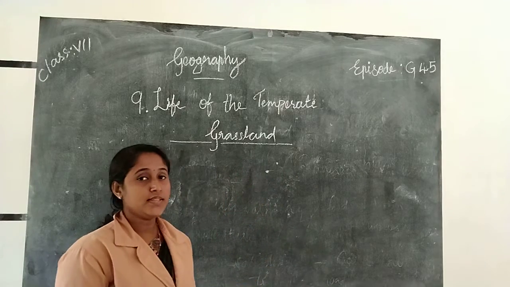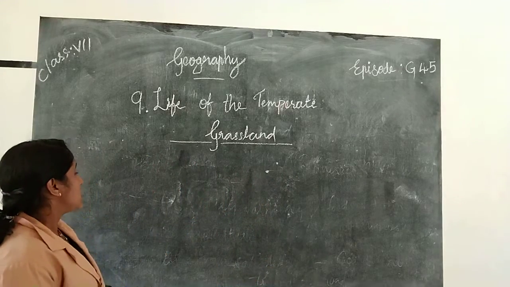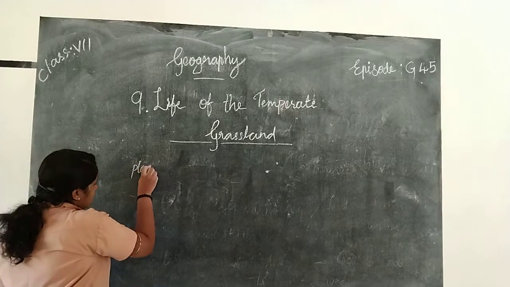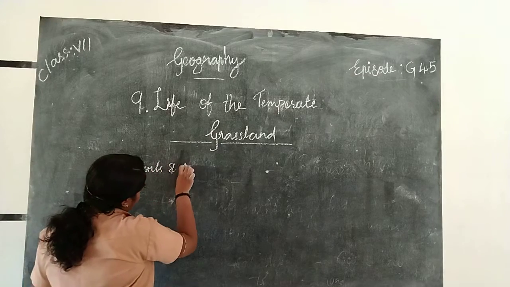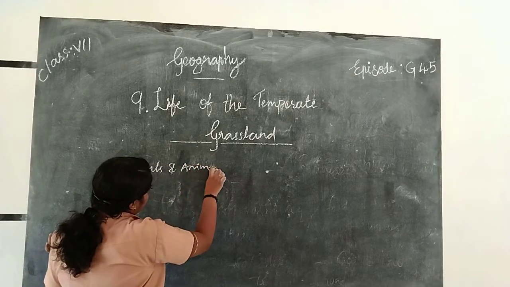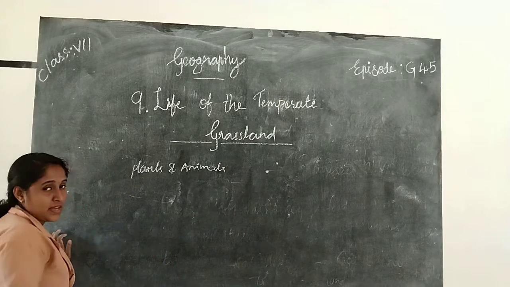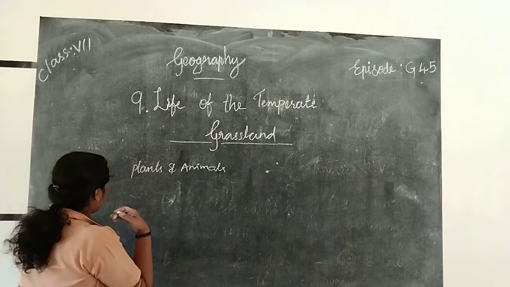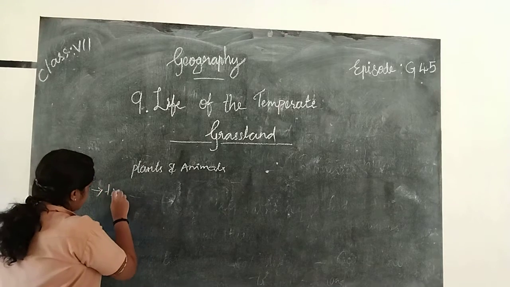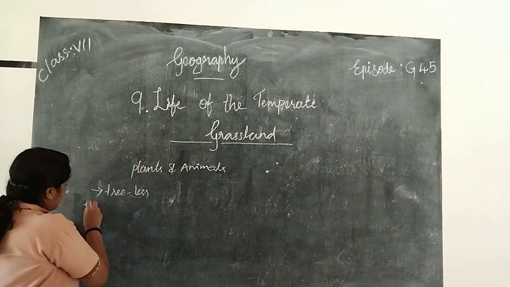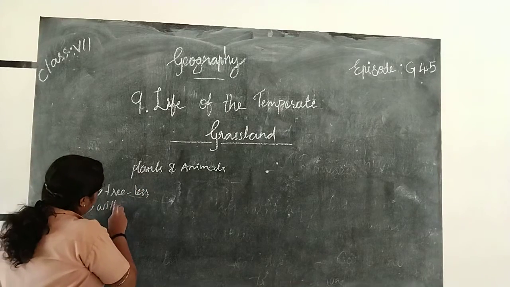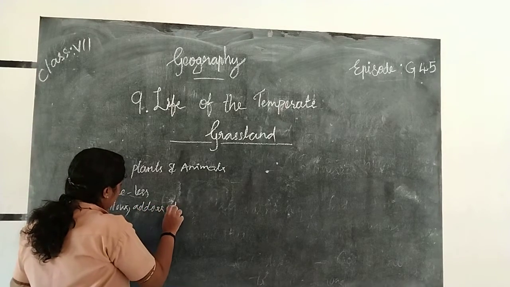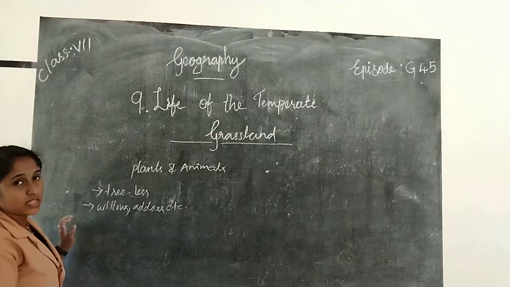So these are the main concepts for today. We are now discussing the plants and animals in the prairies region. We know that the prairies region is commonly treeless land, but where water is available we can see willows, alders and similar trees in this region.